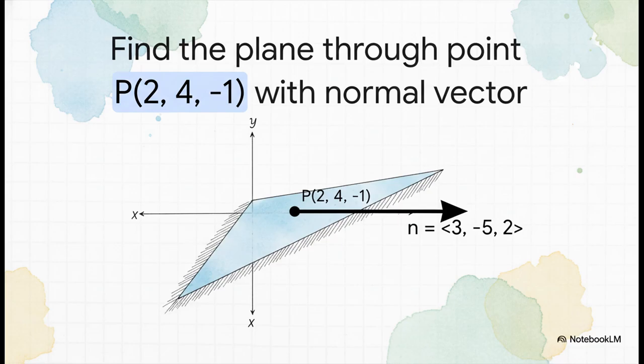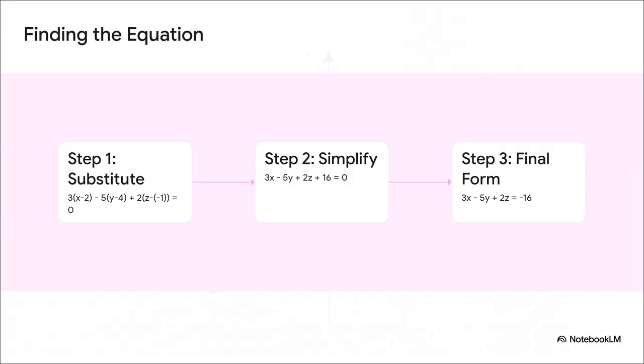All right, let's get our hands dirty with a classic example. Here, we're given everything we need on a silver platter: a point that we know is on the plane, and the normal vector that tells us how the plane is tilted. Our job is to find the equation. So we just take the components from our normal vector, that's 3, -5, and 2, and they become our a, b, and c. Then we grab the coordinates from our point, 2, 4, -1, and plug them in for x0, y0, and z0. And from there, really, it's just algebra. You expand all the terms, gather up the constants, and boom, you've got your final equation in standard form.